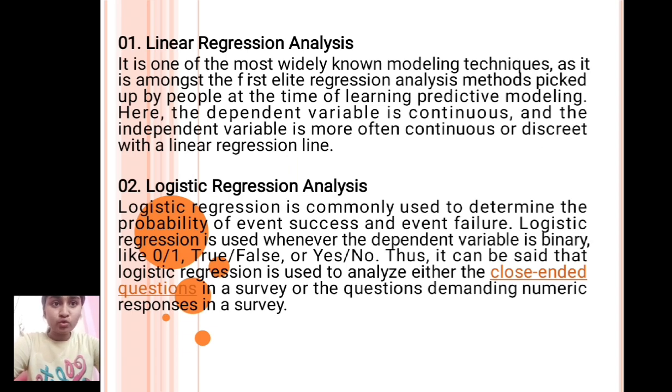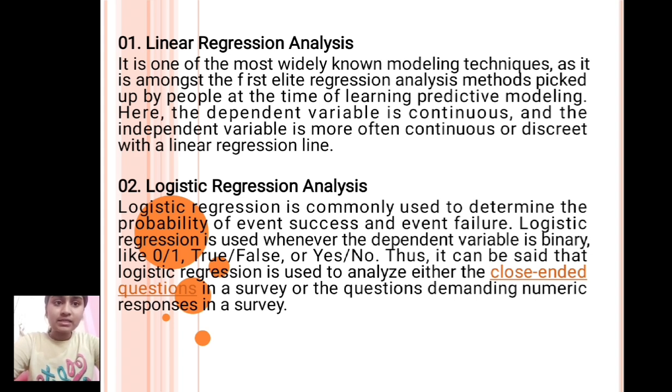It is one of the most widely known modeling techniques, as it is among the first elite regression analysis methods picked up by people at the time of learning predictive modeling. Here, the dependent variable is continuous, and the independent variable is more often continuous or discrete, with a linear regression line.